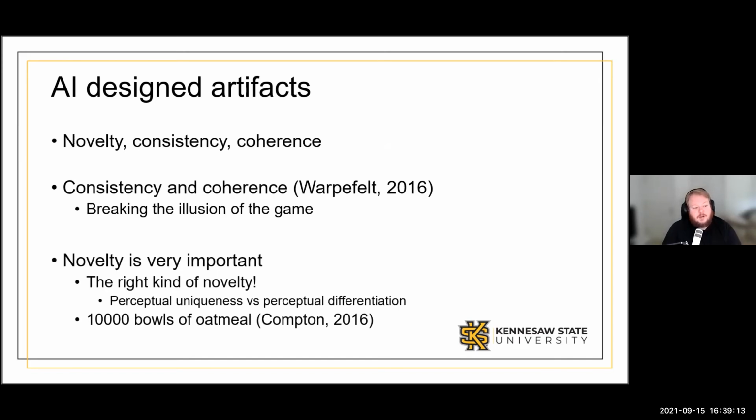The thing is, though, novelty is super important. And tomorrow, I think you're going to have Kate Compton here talking, and she has produced a theory about novelty where we talk about perceptual uniqueness and perceptual differentiation. Perceptual uniqueness is that we can perceive that an object is unique. Perceptual differentiation is that we can perceive that objects are different.